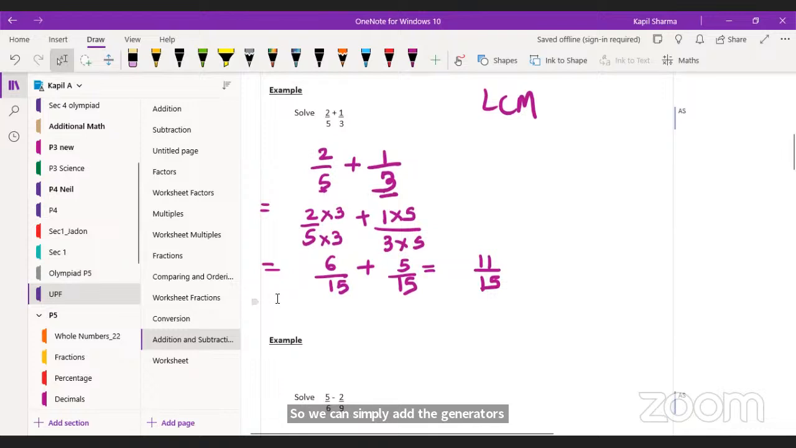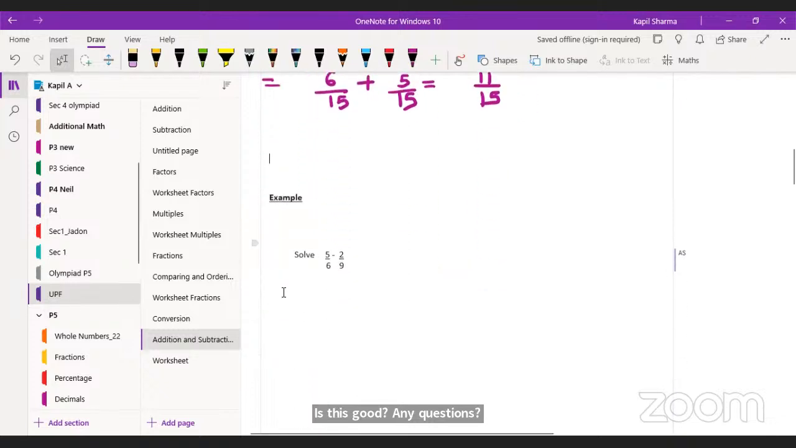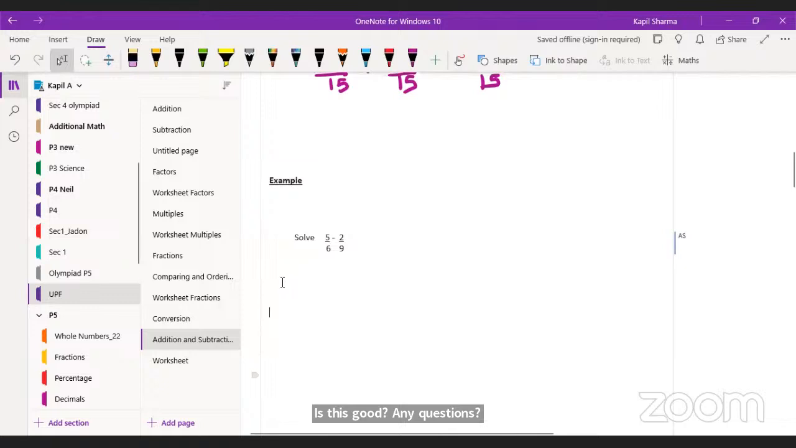So what have we done? Essentially, we have taken the LCM of the denominators and found the common denominator. Right? Is this clear? Any questions? Okay, so now try this. So here you need to subtract. Try this. I'll be back in a minute.